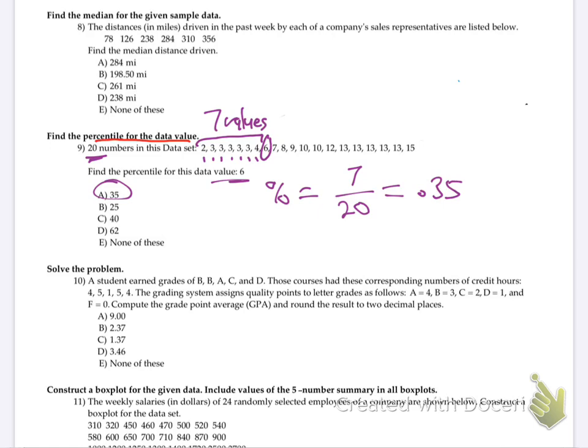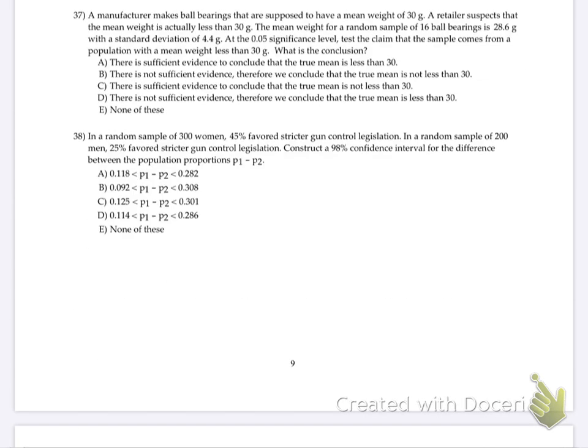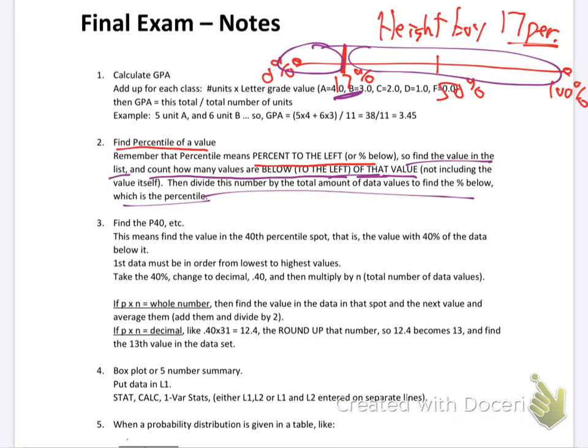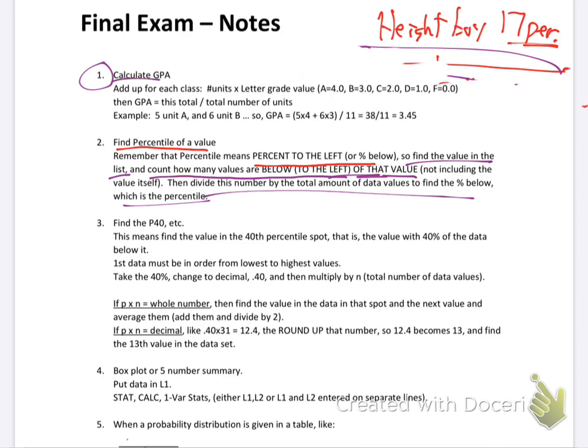A student earned B, B, A, C, D. These courses had these corresponding credit hours, units, 4, 5, 1, 5, 4. The grading system, as you know, is A is 4, B is 3, C is 2, D is 1, F is 0. Compute the GPA. So how do we find the GPA? Where do we see that on the final exam notes? That's number 1, isn't it? Yeah. Back here. Calculate GPA. There it is.